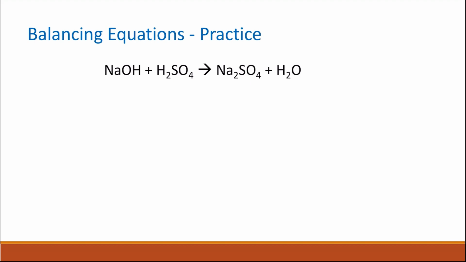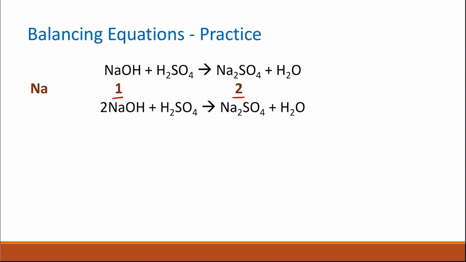Sodium hydroxide reacts with sulfuric acid to give you sodium sulfate and water. In this reaction, we will start with the metal, which is sodium. On the left-hand side of the equation, you're going to find that there is only one sodium. On the right-hand side, which is the product, you're going to find that there are two sodium. Now we need to balance the sodium. To balance the sodium, we need to add 2 in front of the sodium hydroxide.